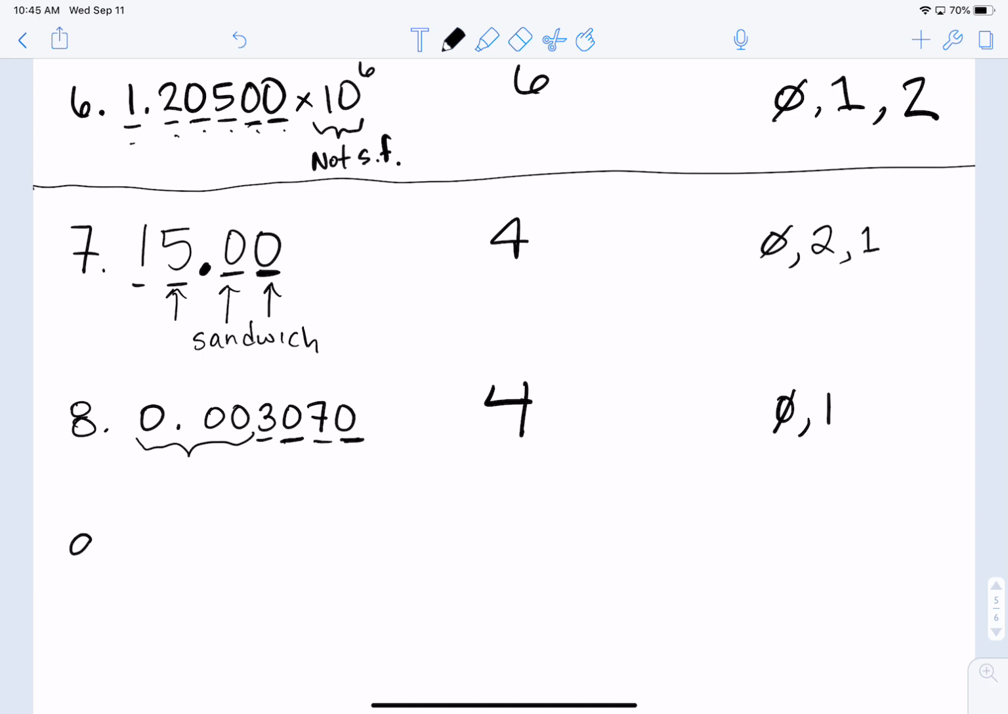Now, if I took that same exact number, but there was, let's say, a 1 in front of it, so it was 10.003070, lots of zeros. We already knew that these were all significant, but now the three leading zeros, they're not leading anymore because this one counts. It's a non-zero integer. Therefore, these are now considered sandwiched zeros. So we'll have 1, 2, 3, 4, 5, 6, 7, 8 significant figures in this particular number.